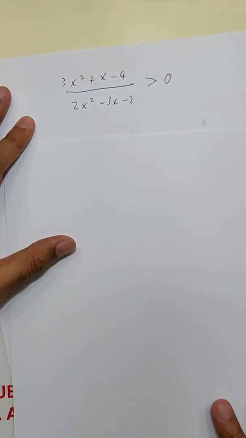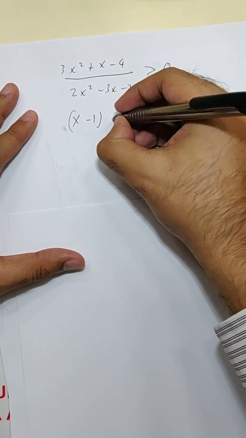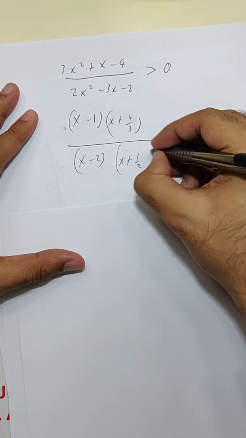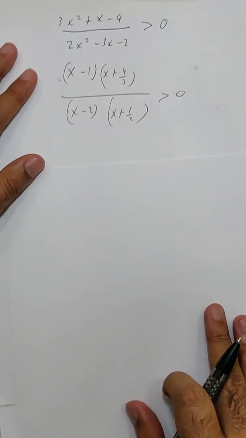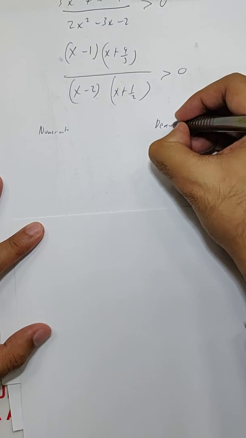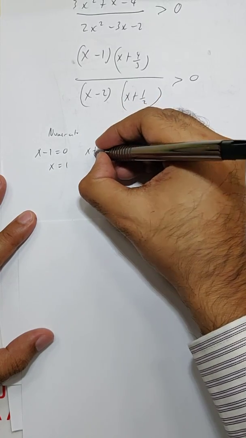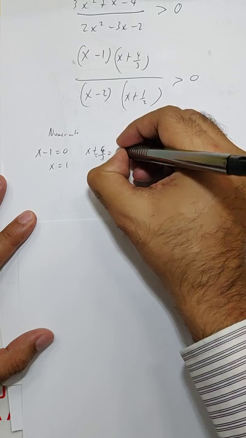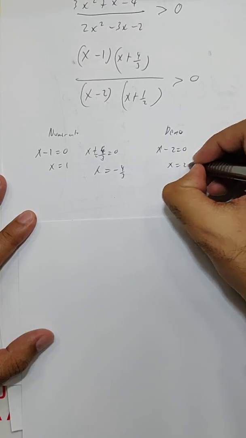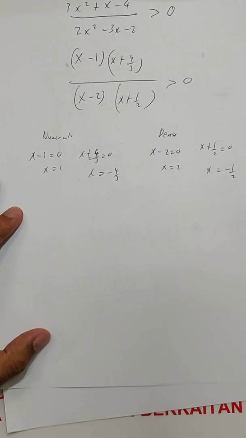Okay, so from here how do we continue? You factorize, you got yourself x minus 1, x plus 4 over 3, x minus 2, x plus 1 over 2. Okay with that one? Then we open it up. Yeah, numerator. Deno. X minus 1 equals to 0, x equals to 1, x plus 4 over 3, x equals to negative 4 over 3, x minus 2 equals to 0, x equals to 2, x plus 1 over 2 equals to 0, x equals to negative 1 over 2. Until here, you guys okay?